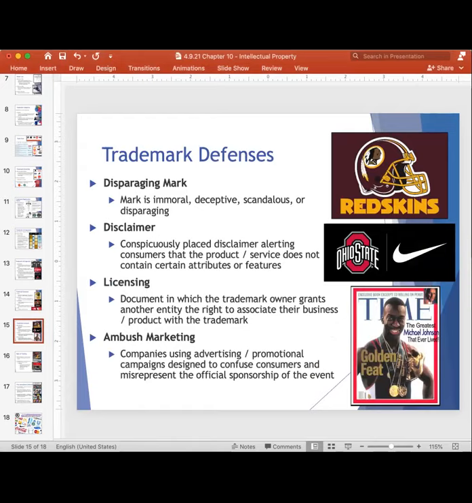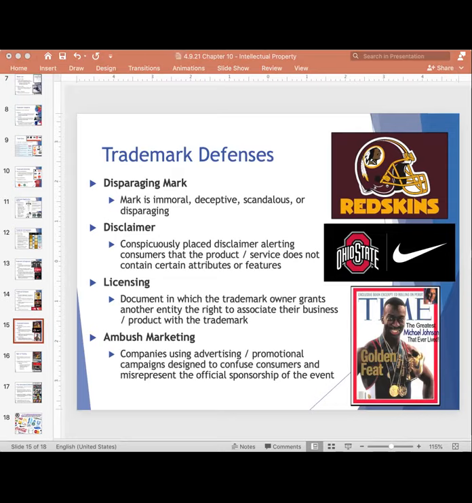A few other trademark defenses are disparaging remarks. So as previously mentioned, a disparaging mark will not receive a registered trademark. However, whether it's disparaging or not may occur later down the line. So for example, the Washington Redskins was a registered trademark. However, the courts have now determined that this particular mark is disparaging to a substantial composition of American Indians, and therefore it's disparaging now and no longer will receive trademark protection.